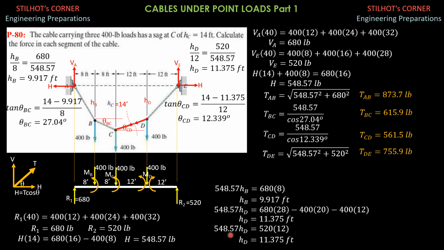Another way of solving for HD is considering the right segment. This is moment at D, which is H times HD equals 520 times 12. And you will get the same 11.375 feet. So that's it for this video.